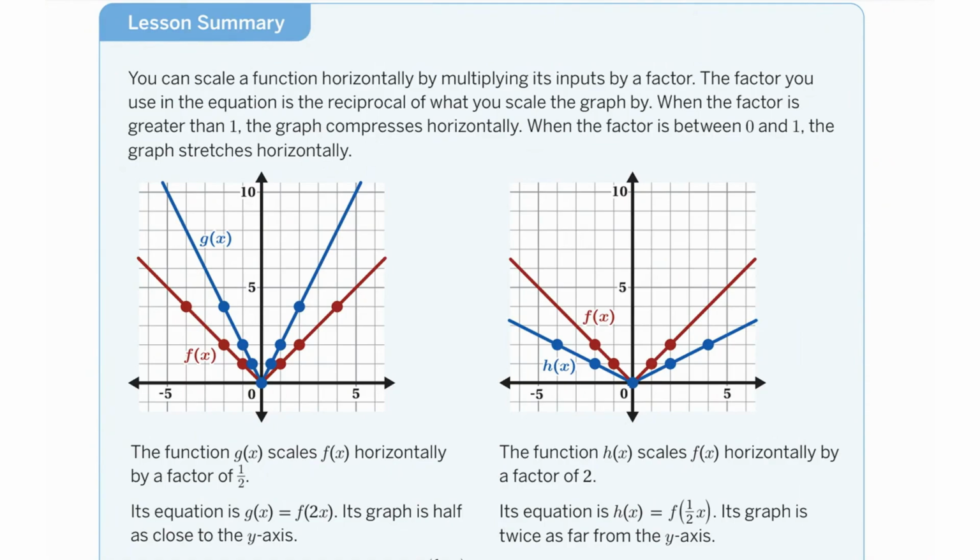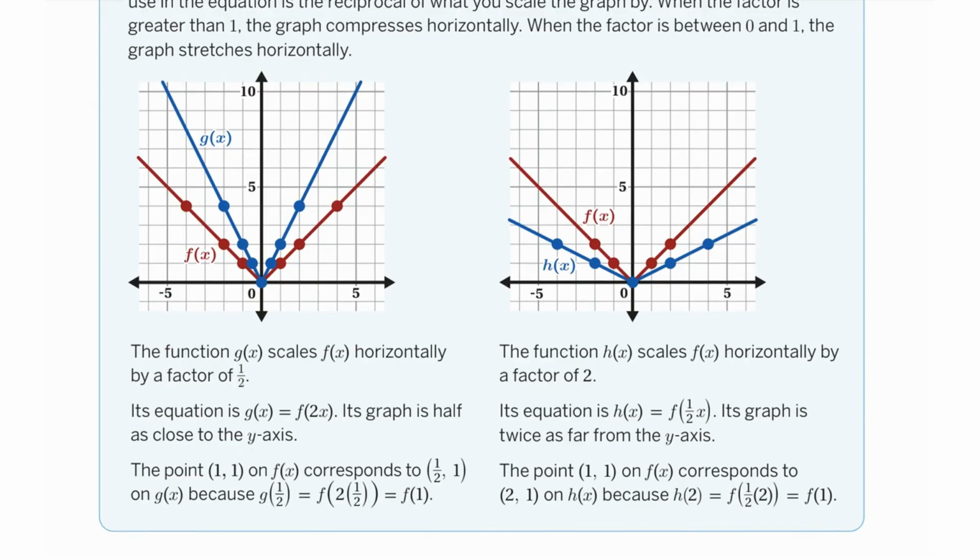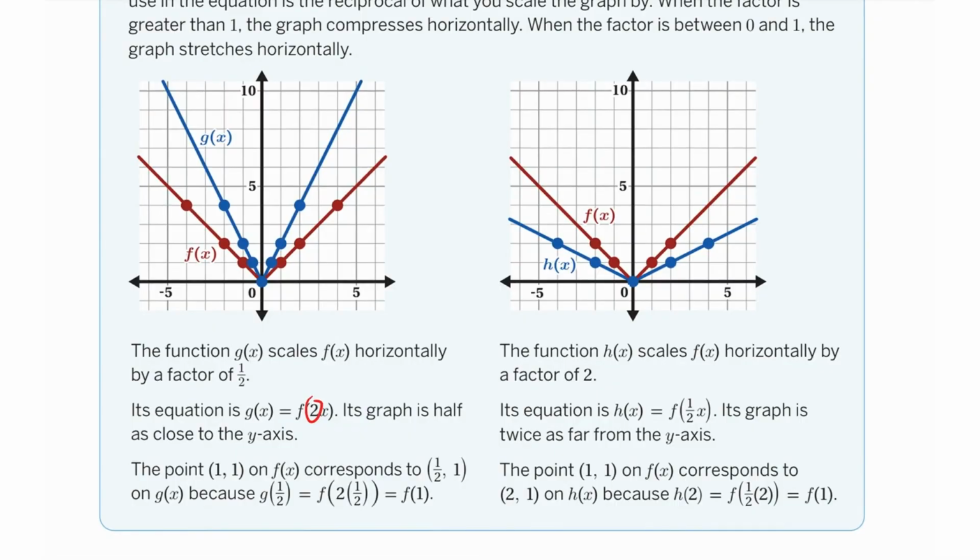So instead of multiplying the outputs, or multiplying on the outside, we're actually going to multiply on the inside of the function, or we're going to multiply the x values or the inputs. If you can see here, the first one that we see, f of x, is our original red function, and we multiply the inputs by 2. And what that does is that horizontally scales it by a factor of 1/2.